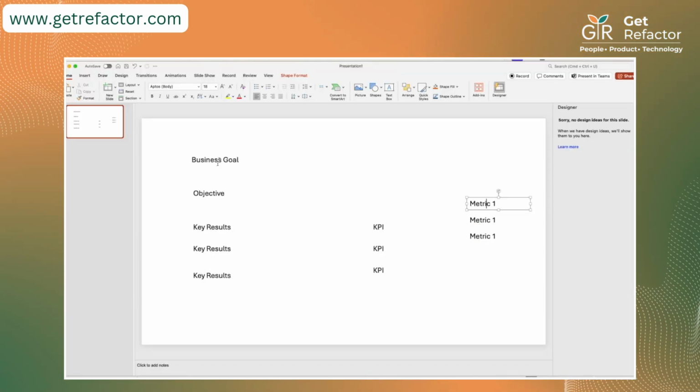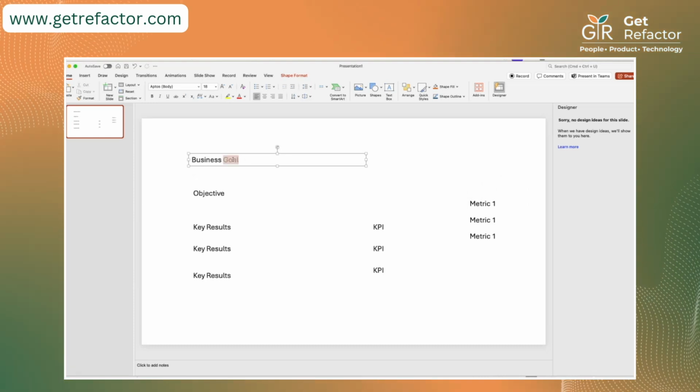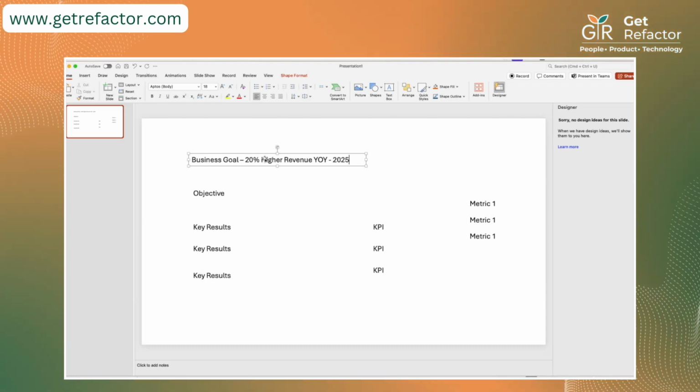Okay. Now let's try to understand the business goal. Okay. So the business goal is to achieve 20% higher revenue compared to last year, year on year, for the year 2025. Okay. So as of now, in 2024, they are earning about 1 crore, suppose. So in the next year, the target is about 1 crore 20 lakhs. Okay. So this is the business goal.